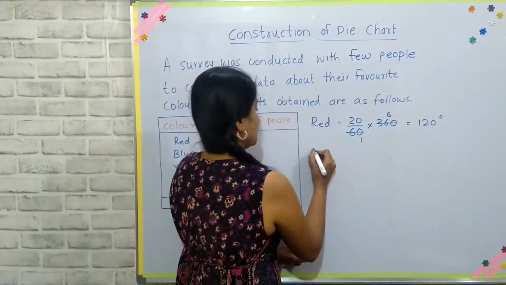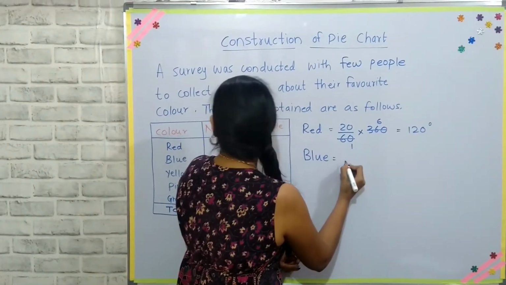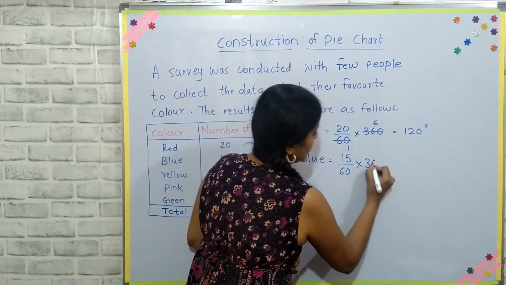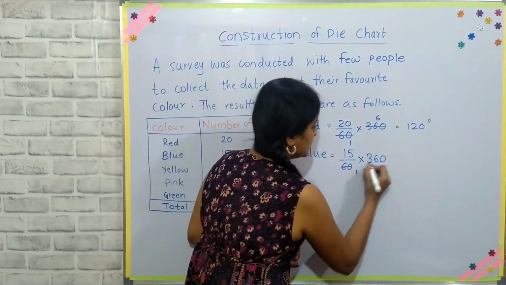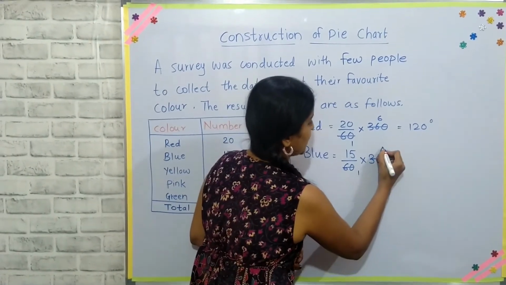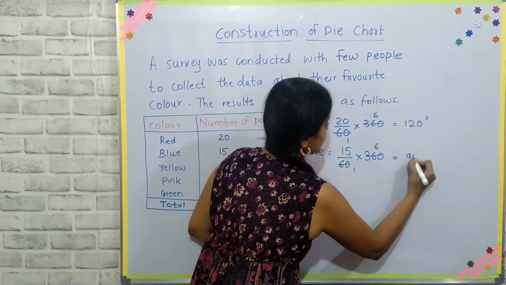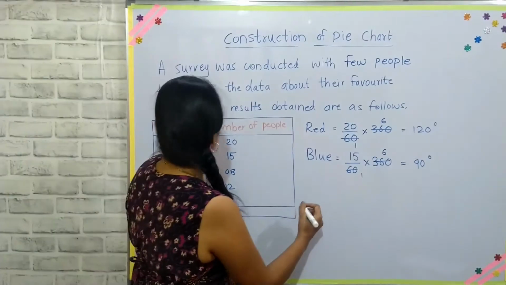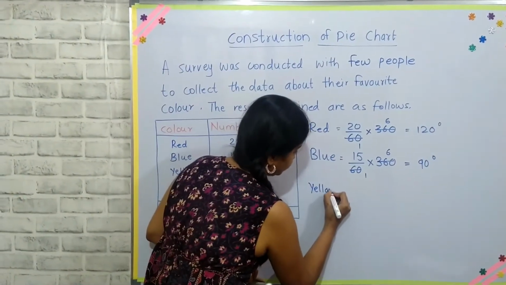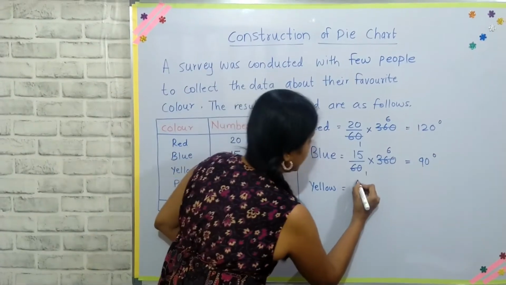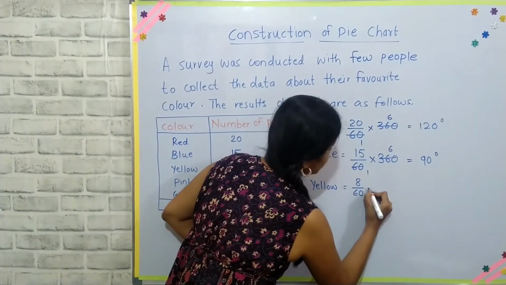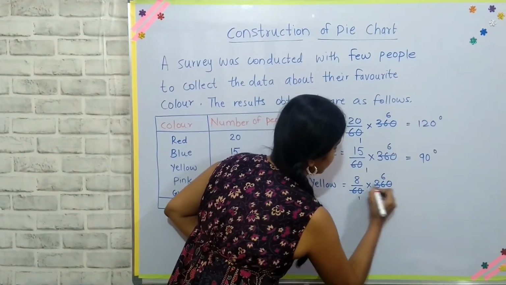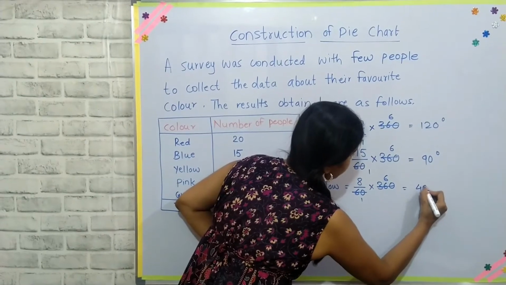The next is blue color, which is liked by 15 people out of the total 60 people, multiplied by 360. Again the same simplification, 60 times 1, 60 times 6, and 15 times 6 will be 90 degrees. Then the next is for yellow color, which is 8 upon 60 multiplied by 360. So 60 times 1, 60 times 6, and 8 times 6 is 48 degrees.